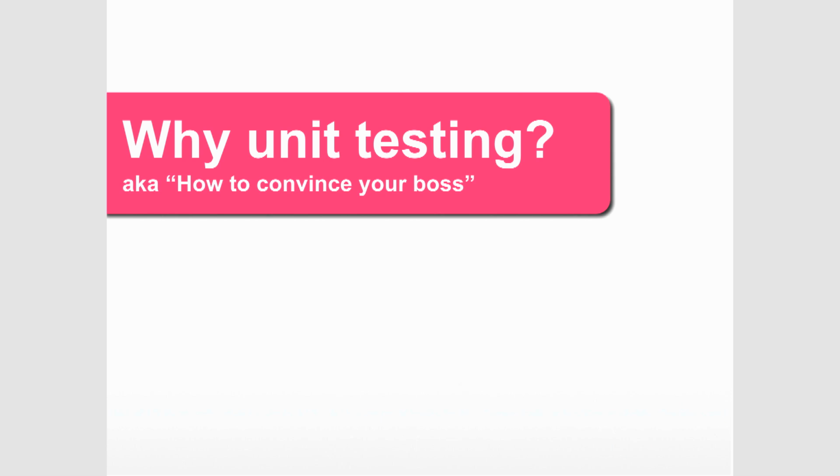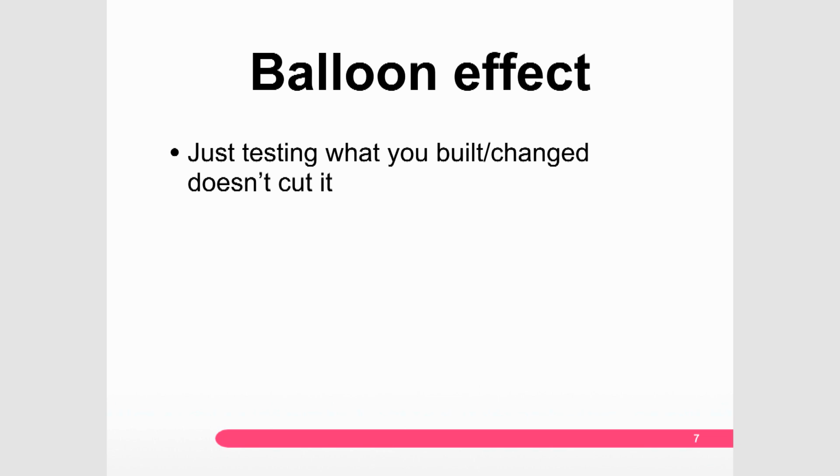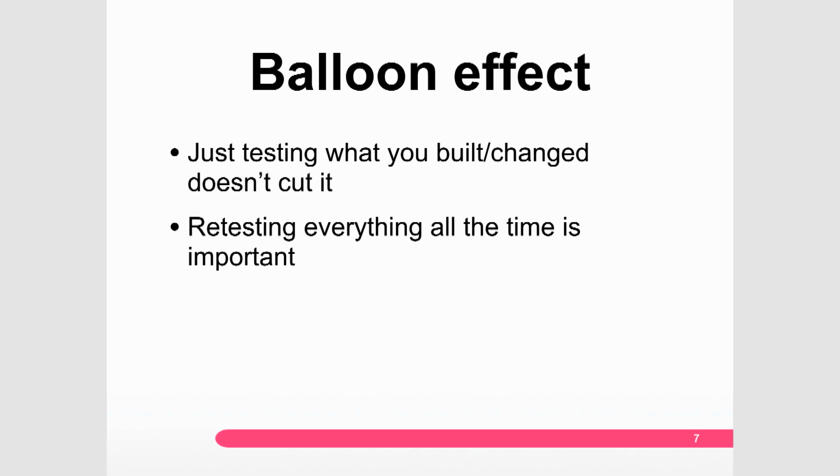So first, why is unit testing important? Well, first of all, for something I like to call the balloon effect. In software, it's really common that you fix a problem at one place and you test that, and that's fixed, and you put it in a repository and you think you're done. But then that change suddenly happens to break something else, somewhere else in your code. So you go there and you fix that, and then the other thing is broken again, and you keep running around all the time. So just testing what you just built or changed doesn't always cut it.